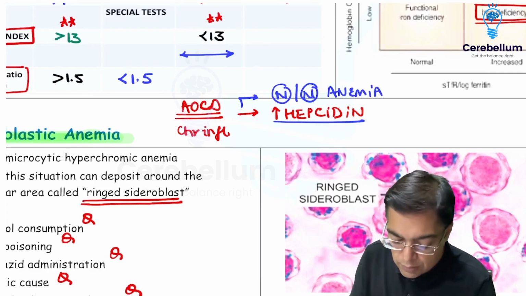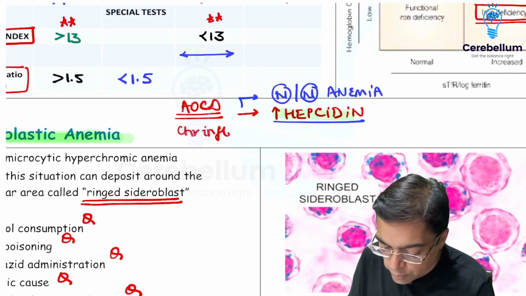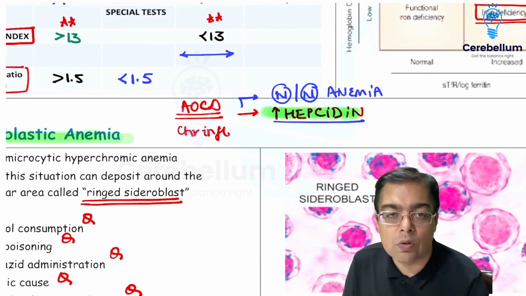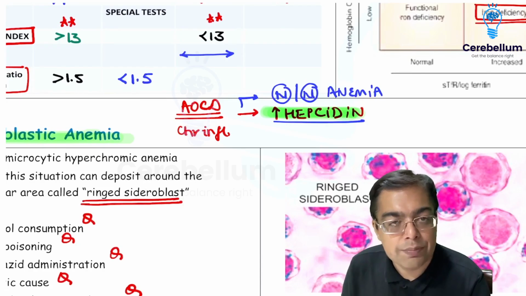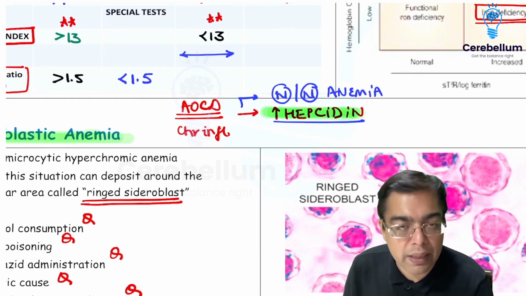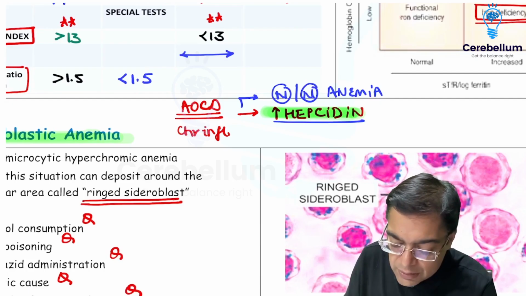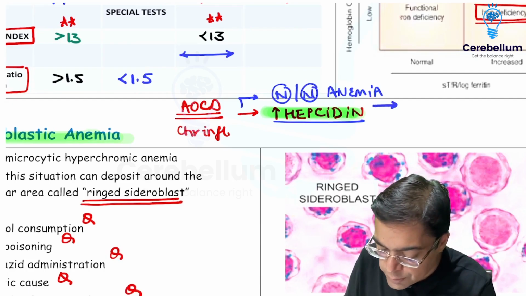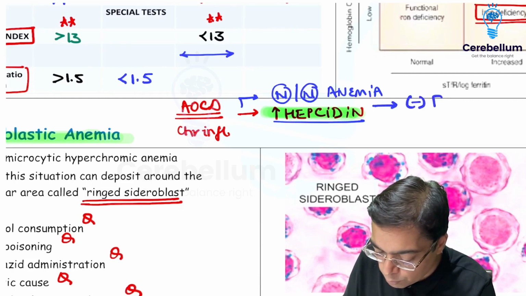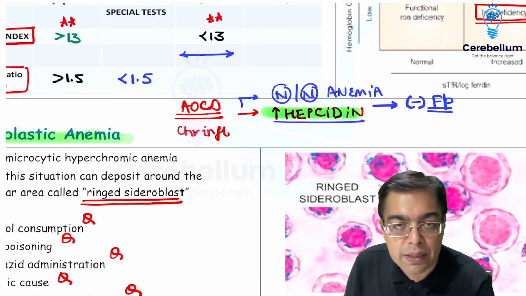Possibility number 2 is that in patients having anemia of chronic disease, there is increase in the formation or synthesis of hepcidin. Hepcidin is an example of a negative iron regulatory protein. Why do we say it is an example of a negative iron regulatory protein? Because hepcidin is going to decrease or block the activity of ferroportin. Hepcidin reduces the activity of ferroportin.